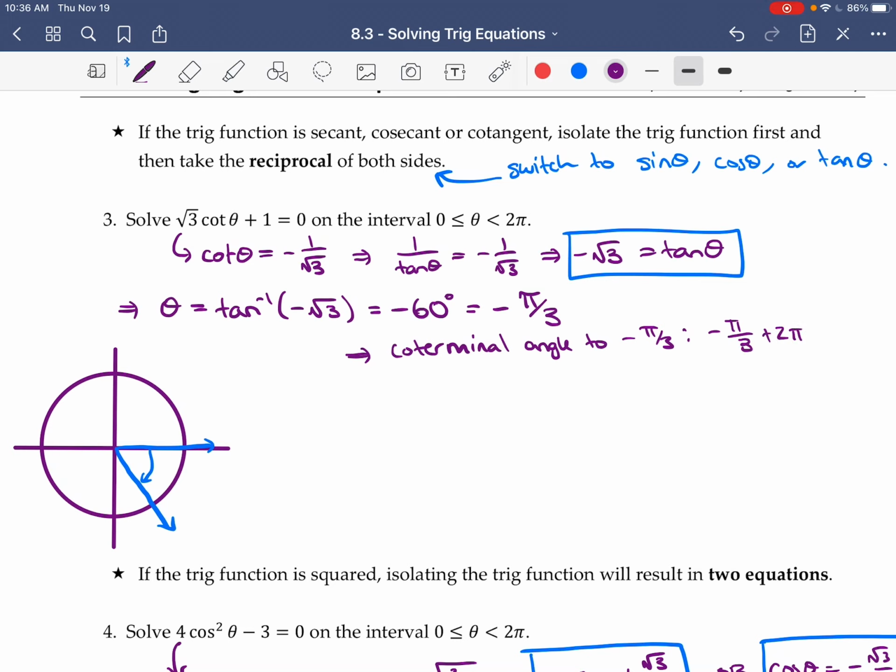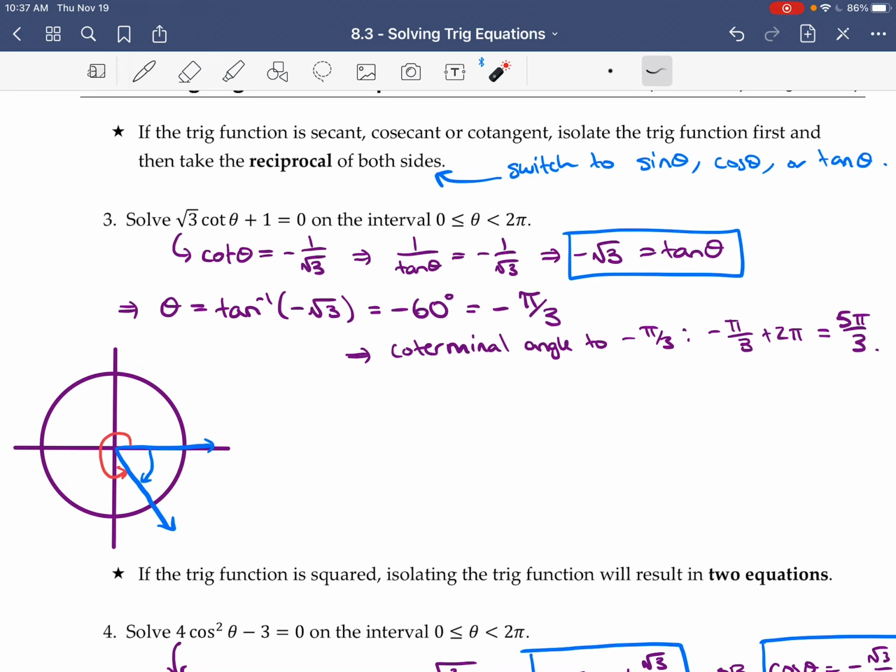So instead of going clockwise, I'd want to go counterclockwise. Okay, so that's going to be this angle here, which is 5 pi by 3. Okay, so that one's the coterminal angle. So basically I'm just moving this angle to be in this interval. Okay, so I just want to find a coterminal one.